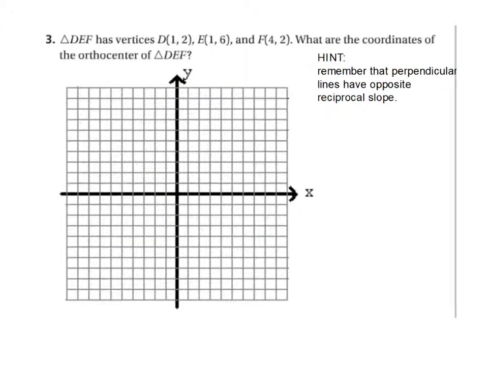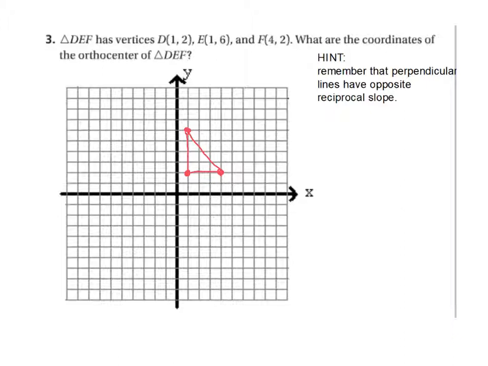All right, this is something that's on your homework, so pay attention closely. This is a little bit tricky problem. It says you have DEF, and it has vertices at 1, 2. Okay, so let's go ahead and just start plotting these points. 1, 2 lands right here. 1, 6 is right here. And 4, 2 lands right here. And it's a triangle, so let's go ahead and join the sides and create this triangle.